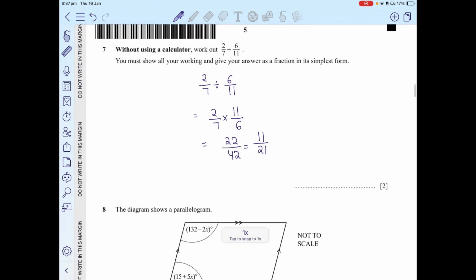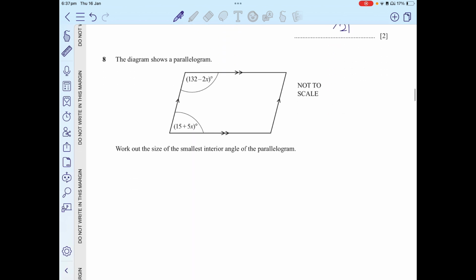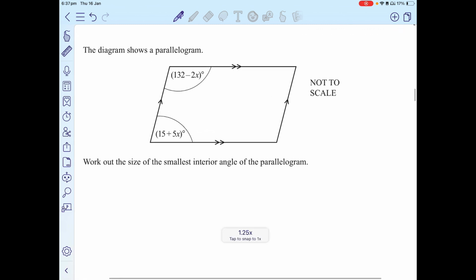All right, I hope that's clear. 11 over 21. Now here it says the diagram shows a parallelogram. Work out the size of the smallest interior angle of this parallelogram.